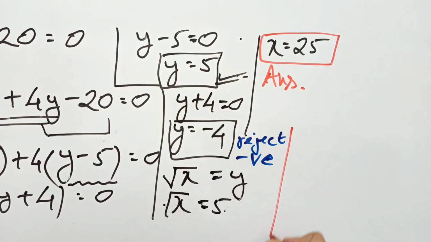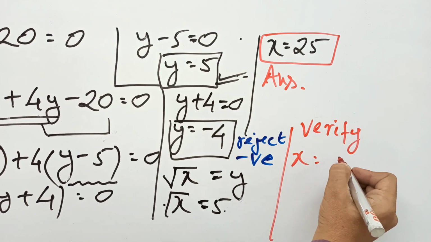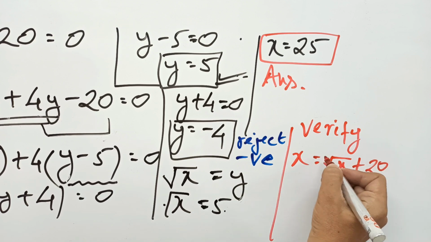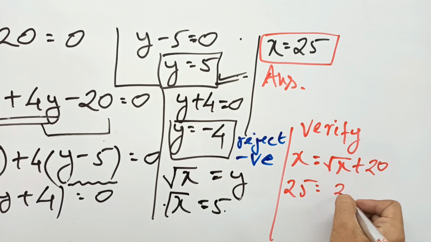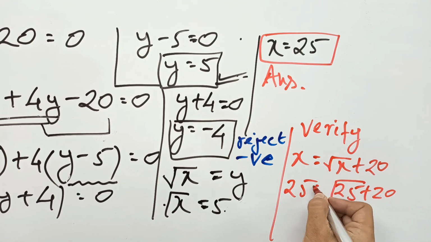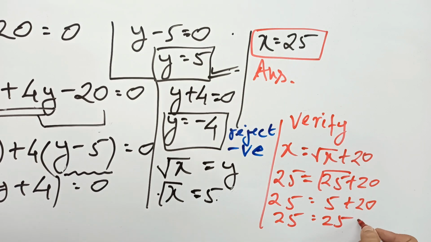Now let us verify the answer. The number exceeds its square root by 20. This was the condition. Now x is 25, so root 25 plus 20. Under root 25 is 5, plus 20. So 25 is equal to 25. This is verified.